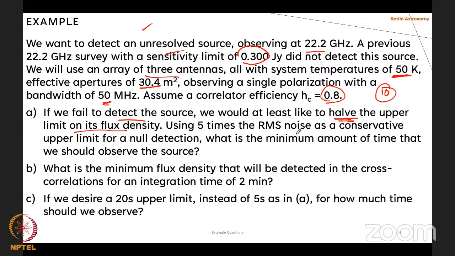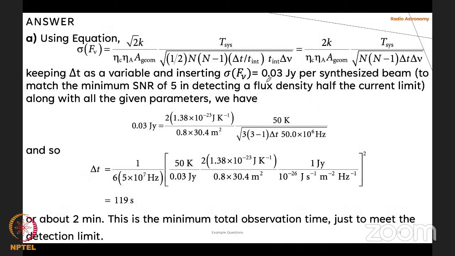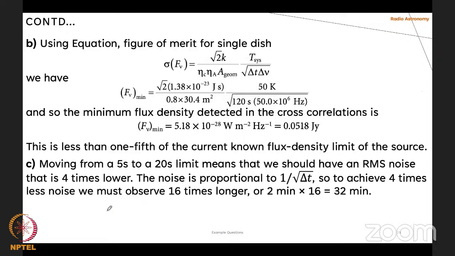Now the factor of 10 comes into the picture, which means you need to be able to detect a sensitivity level of 0.3 Jansky per synthesized beam. Okay, and if you plug the values into the equation, you will arrive at 119 seconds, about 2 minutes of observation. Now with the same thing, if we do it for a single dish, we will arrive at 0.05 Jansky.